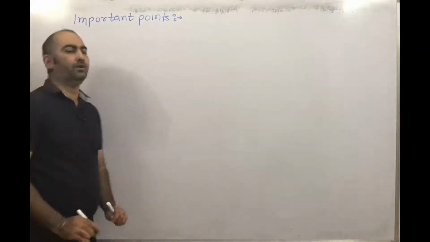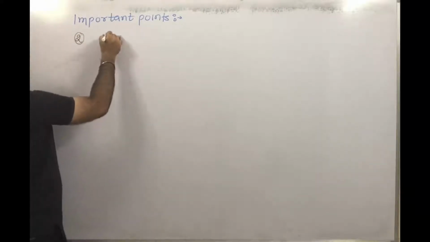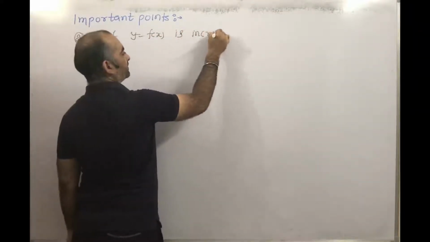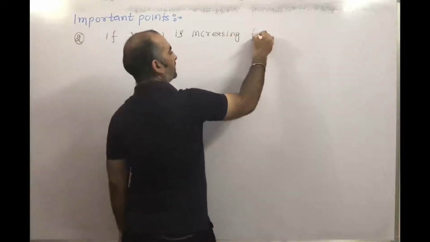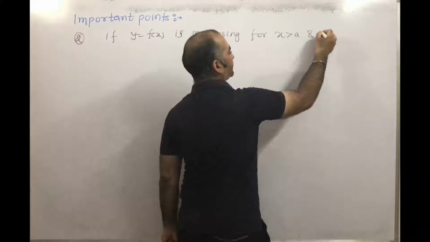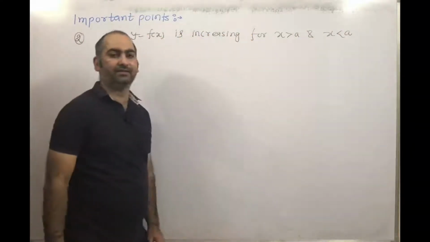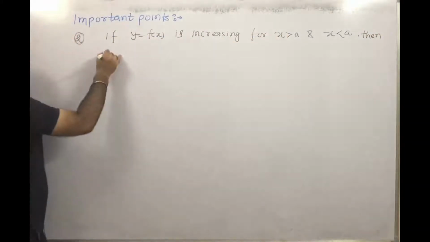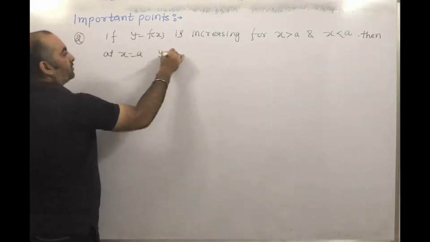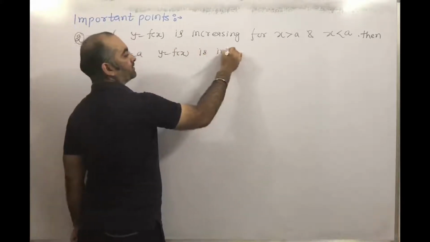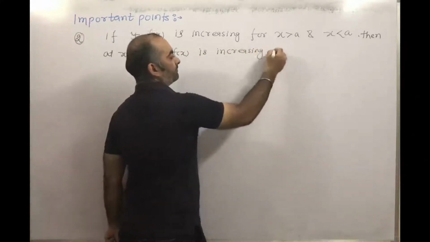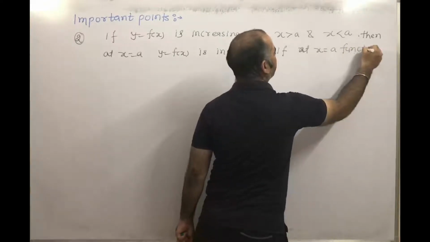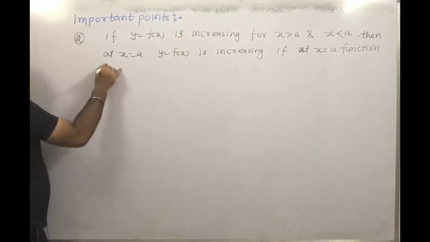Next we are discussing second point. What is second point? If y equal to fx is increasing for x greater than a and x less than a, then at x equal to a, y equal to fx is increasing if at x equal to a function is continuous.